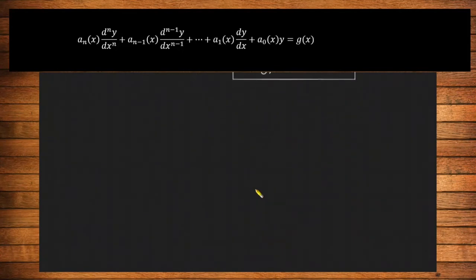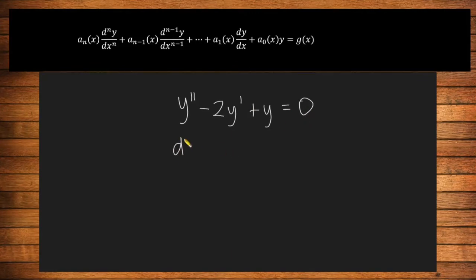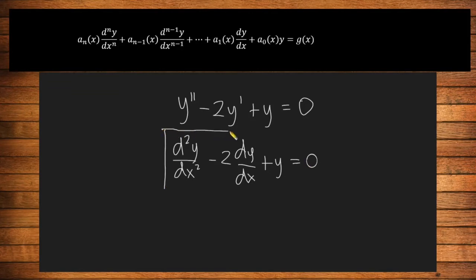Next example, we have y double prime minus 2y prime plus y equal to 0. So, pwede natin tong i-rewrite. Again, y double prime, so that will be the second derivative of y with respect to x minus 2 dy over dx plus y equal to 0. Again, this is very similar to the form above. Therefore, this equation is a linear differential equation.